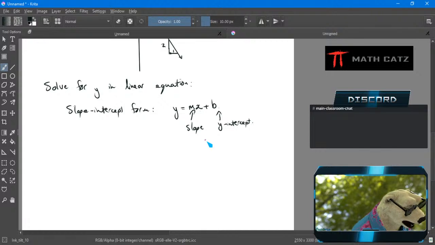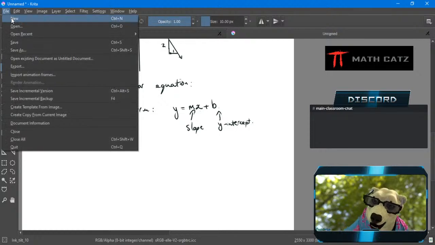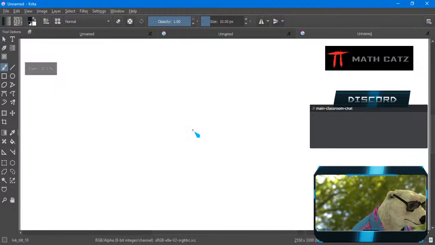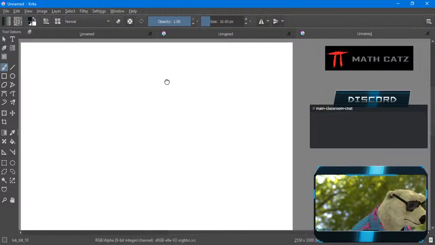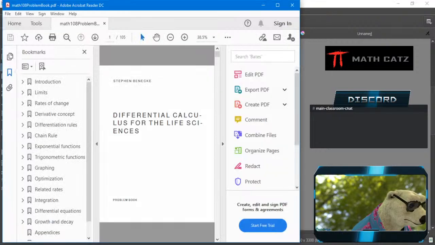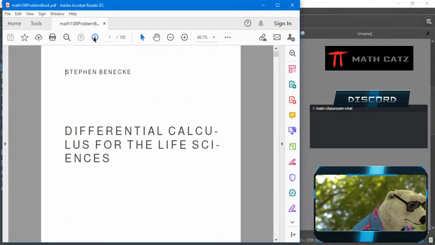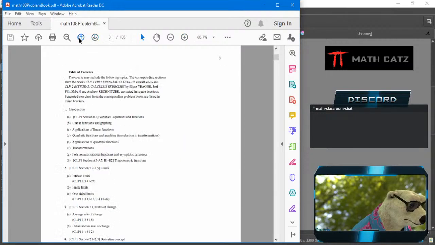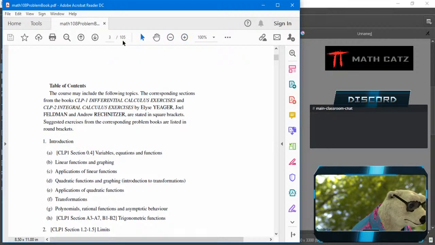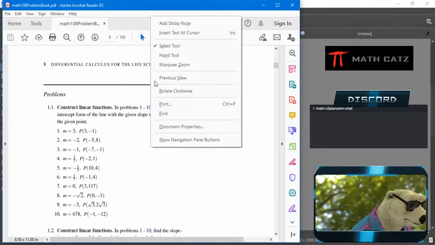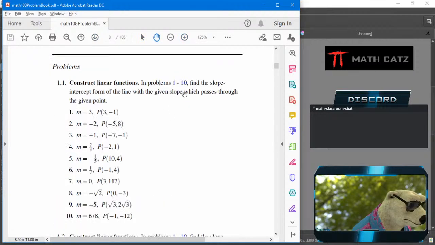So now let us go to the problem book. Let me just make a new page here. Problem book. Now the problem book is of course available on the course website. Let me make it a little bigger. I'm going to go to problem 1.1 number 4. Oh, that's the introduction. Where are the problems? 1.1 number 4. There you are, nice and big.